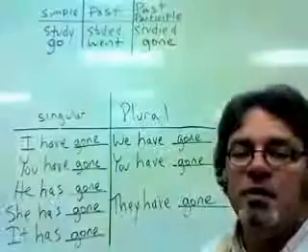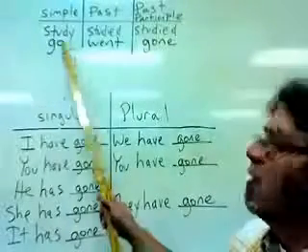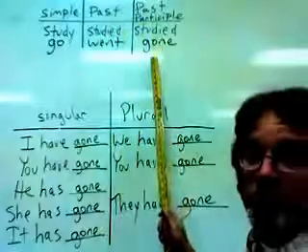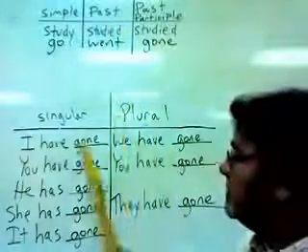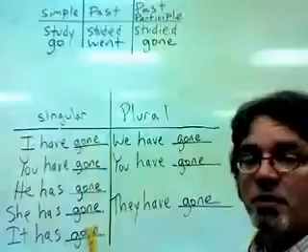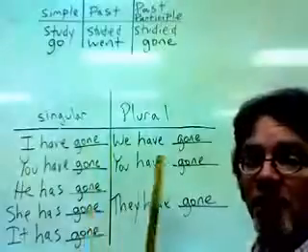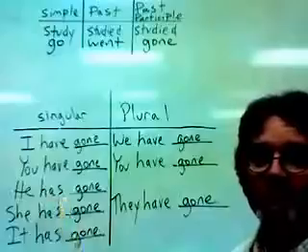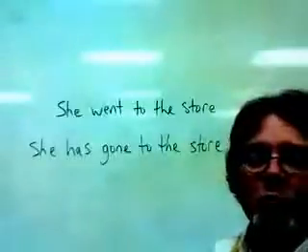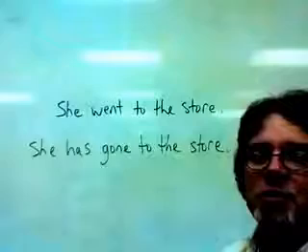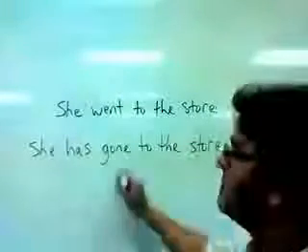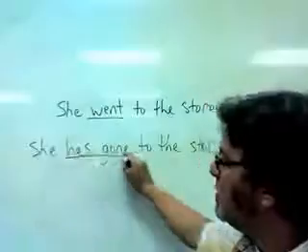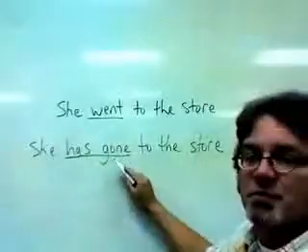You can change the main verb. Go becomes went in the past tense, and the past participle is gone. And then here you see the past participle gone following the verb have or has. She went to the store. She has gone to the store. Here's the verb go in the past tense, and this is the verb go in the present perfect tense.